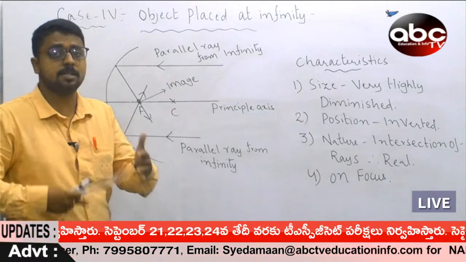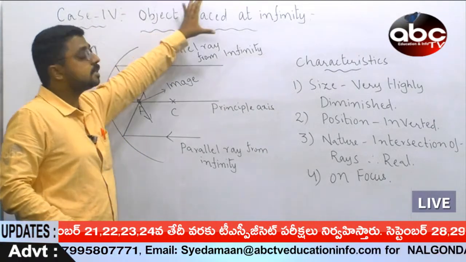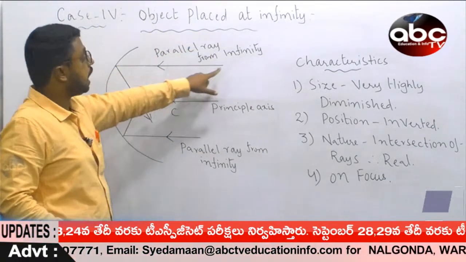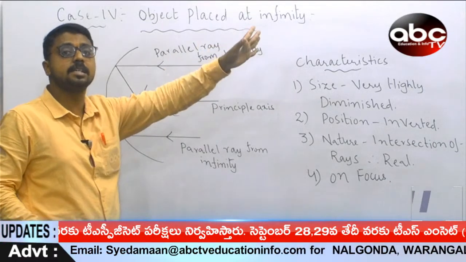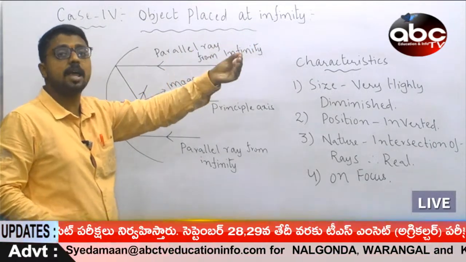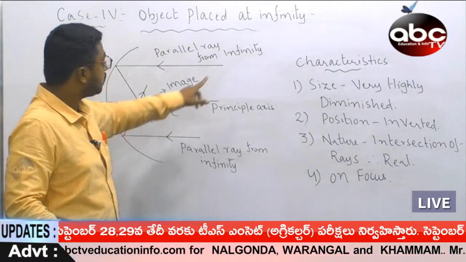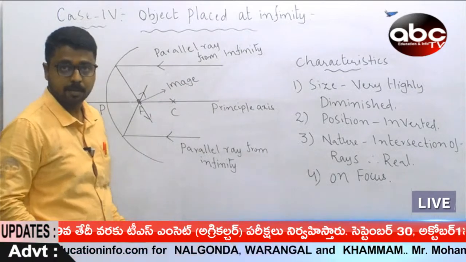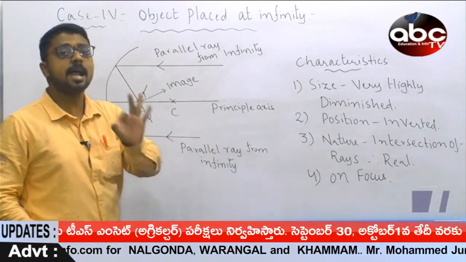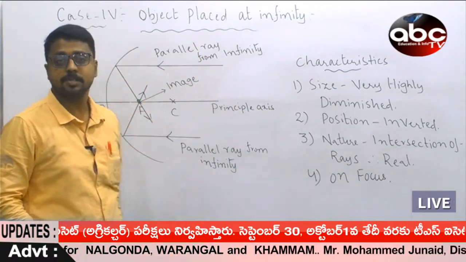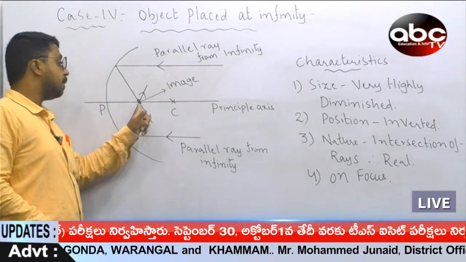So once, I'll just repeat this. Object placed at infinity: the distance is not known to us, so from that far rays come. Those rays are standardly taken as parallel rays and they meet at the focus.